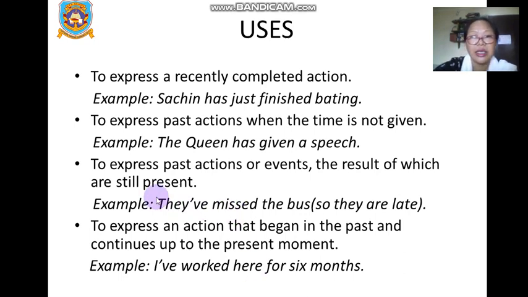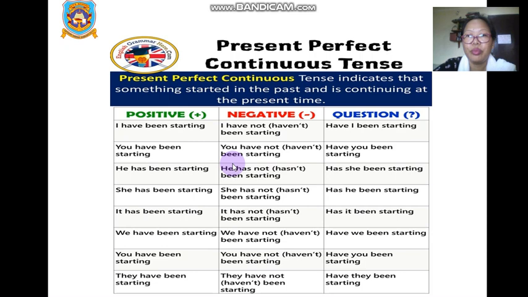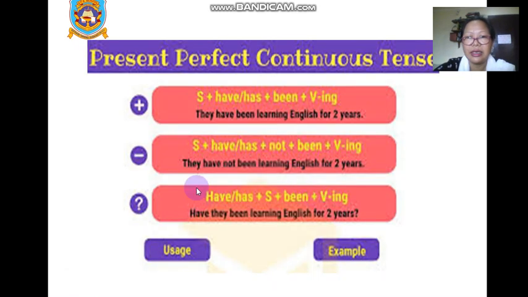Alright, now let us do present perfect continuous tense. What is it? Present perfect continuous tense indicates that something started in the past and is continuing at the present. The word itself says continuous, that means the action is continuing, right? Positive and negative and questions. Let me explain here.